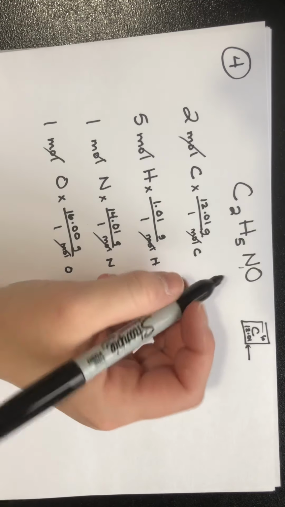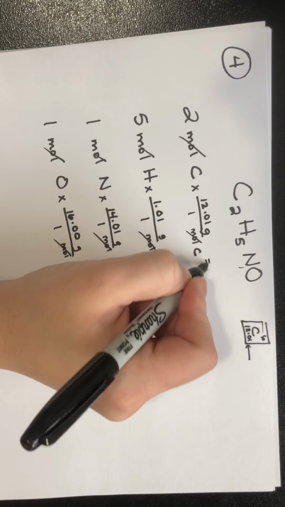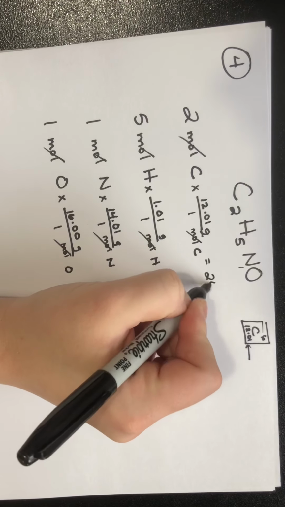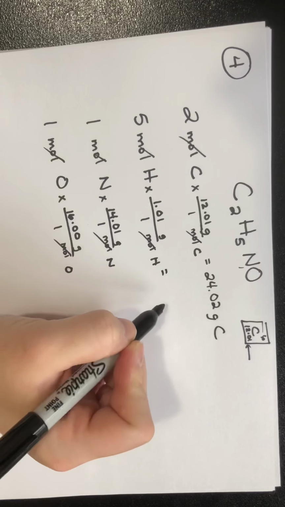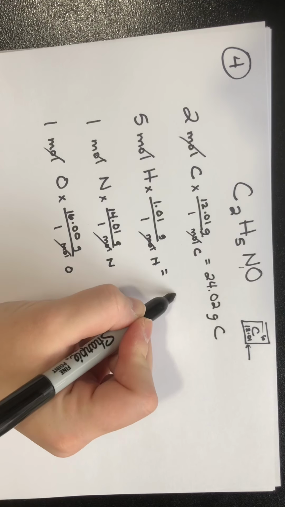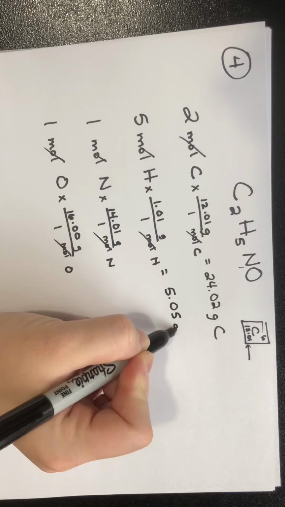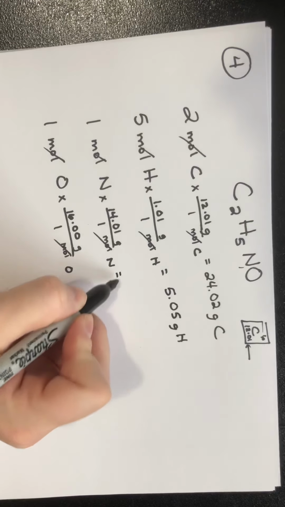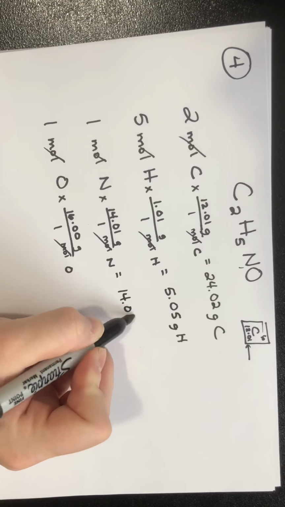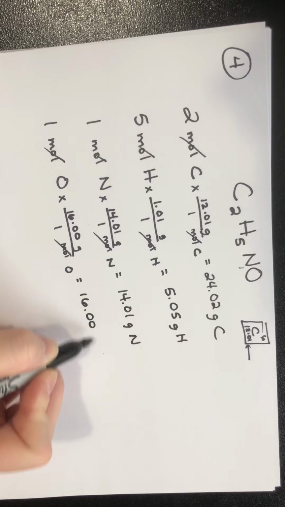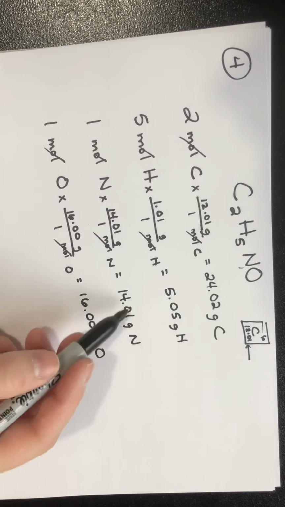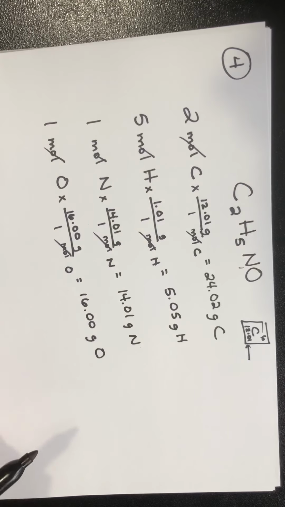Now that we have all of that, we're going to multiply across the top. So 2 times 12.01, that gives us 24.02 grams of carbon. 5 times 1.01, that gives us 5.05 grams of hydrogen. 14.01 grams of nitrogen. And 16.00 grams of oxygen. These two stay the same because you're multiplying them by 1.